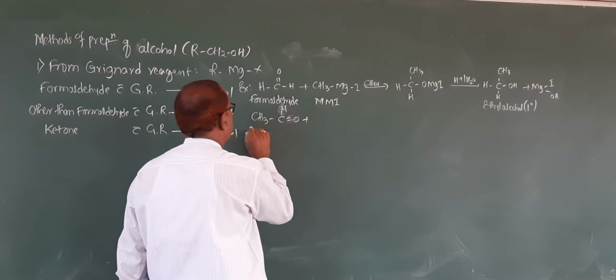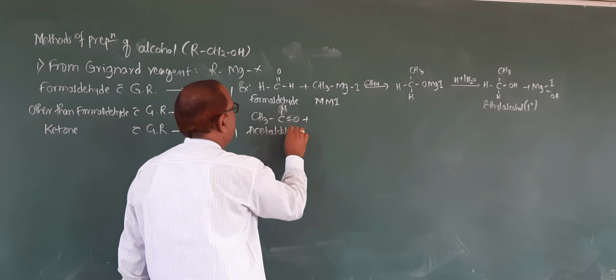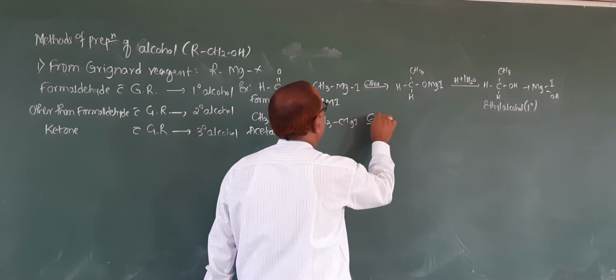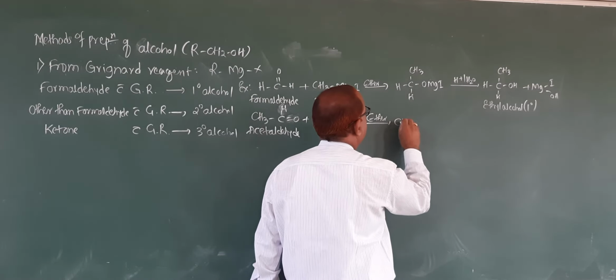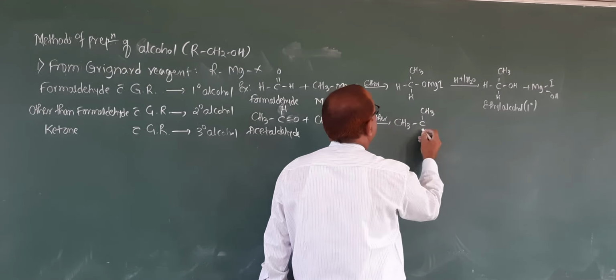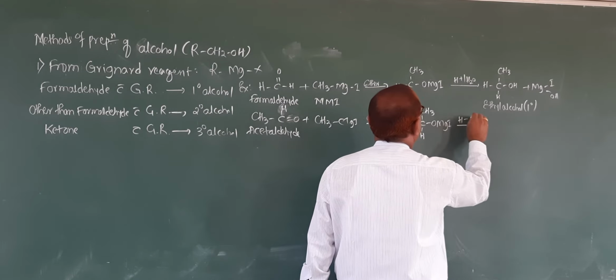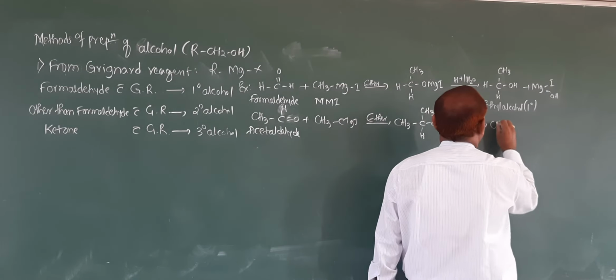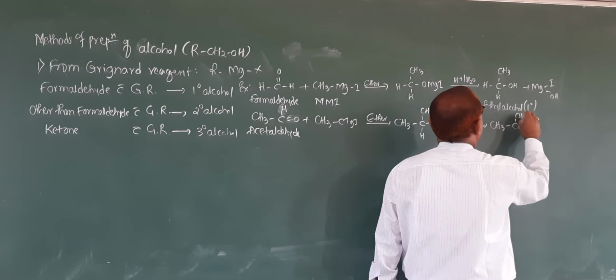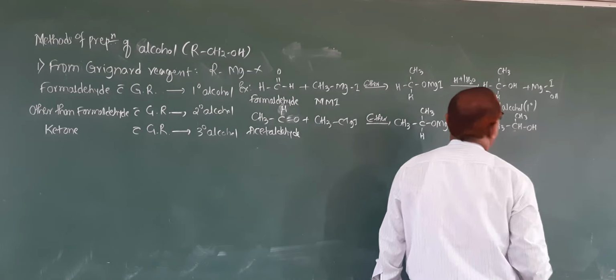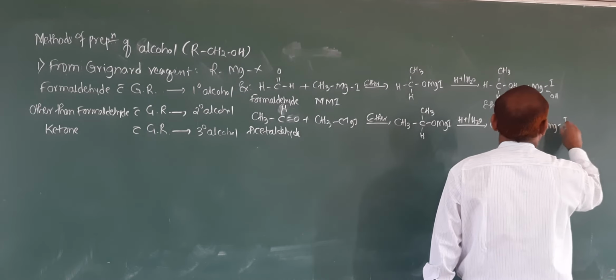CH3CHO. I will write like this. Anyhow you can write. CH3CHO is acetaldehyde with the same compound methyl magnesium iodide, CH3MgI, in presence of ether medium. You will get CH3CHOMgI. It is an addition compound. This on acid hydrolysis you will get CH3CHOH CH3 plus same byproduct MgIOH.